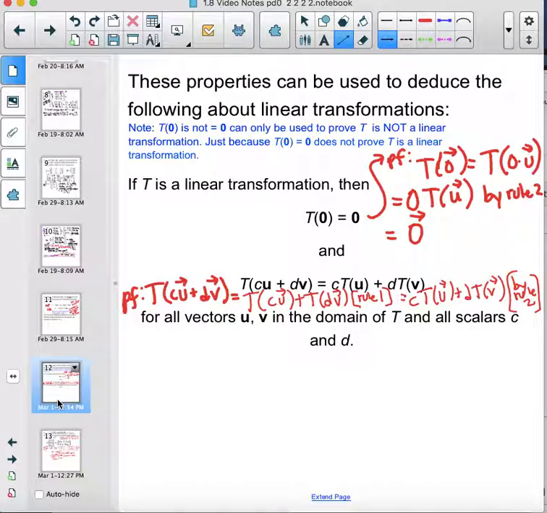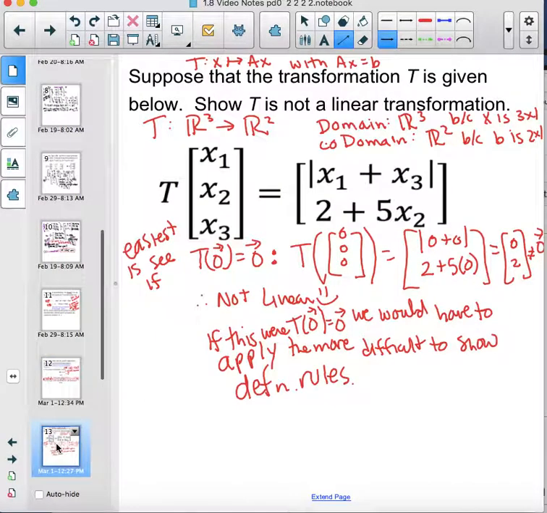When you do this, T of 0 is 0, please, please, please, that's only to prove, if you're trying to prove something's not a linear transformation, you can use that and say, hey, it's not 0. However, if you're proving something is a linear transformation, you've got to go back to those two rules in the previous slide. Let's look at an example.